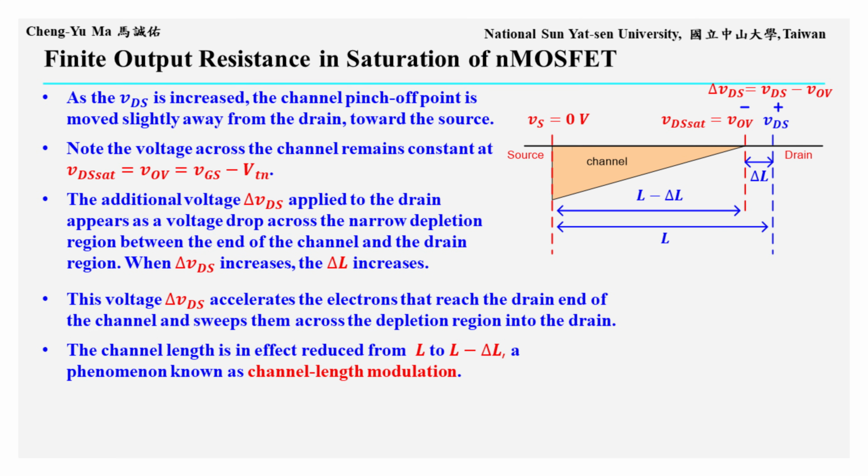It may look as if the channel is broken, but electrons that reach the pinch-off point can still be swept into the drain. Because delta L is very short, the lateral electric field in this region is very large, so it strongly pulls electrons into the drain and forms the drain current ID. Therefore, the channel current is still mainly determined by the triangular inversion charge distribution, but the effective channel length is reduced from L to L minus delta L. This phenomenon is called channel length modulation.